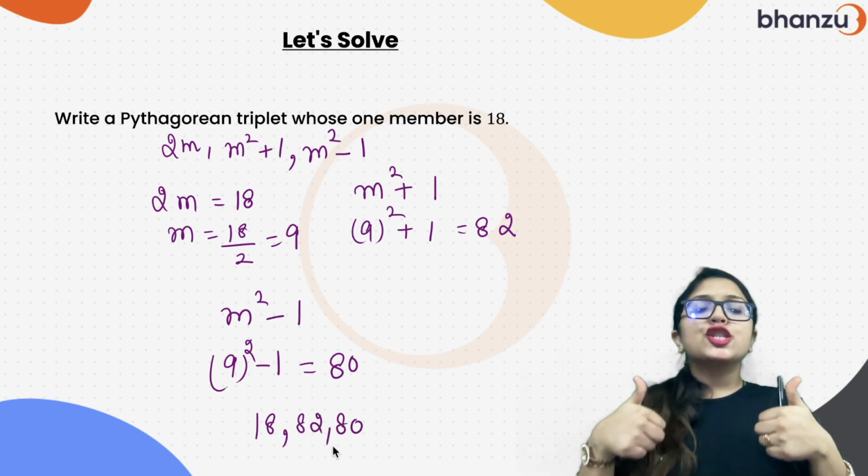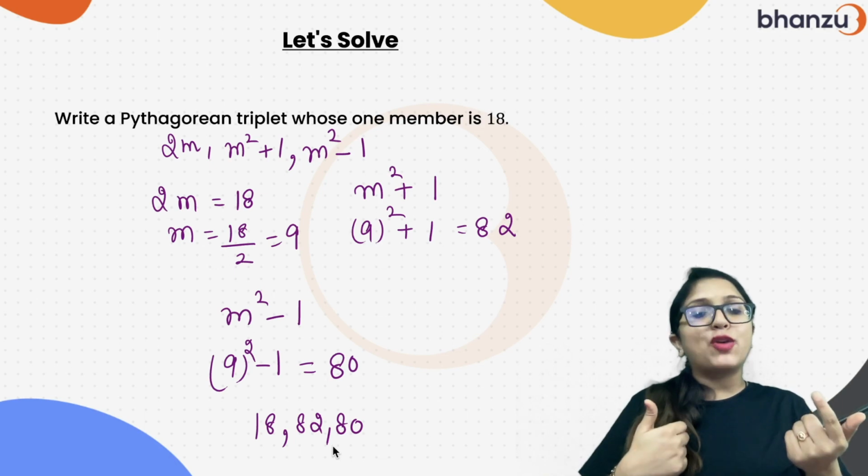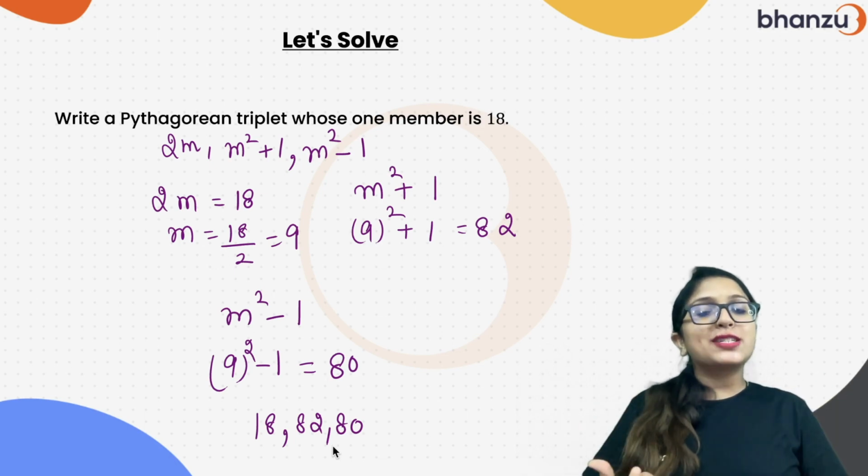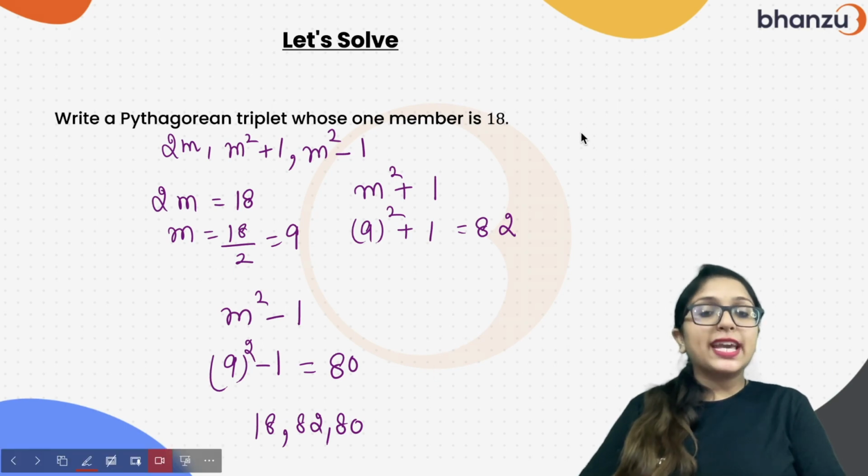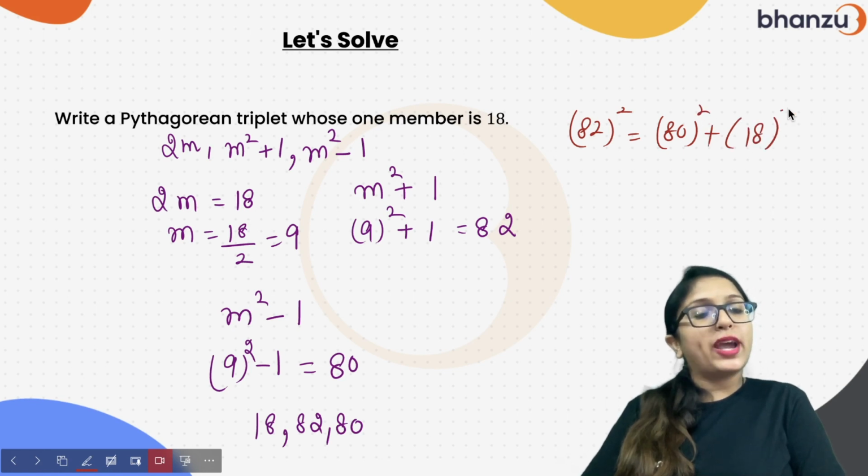Is that clear? So what do you think? What is going to be the hypotenuse over here? Of course, the bigger number. So that is going to be 82. So you can say that 82 square is equal to 80 square plus 18 square.